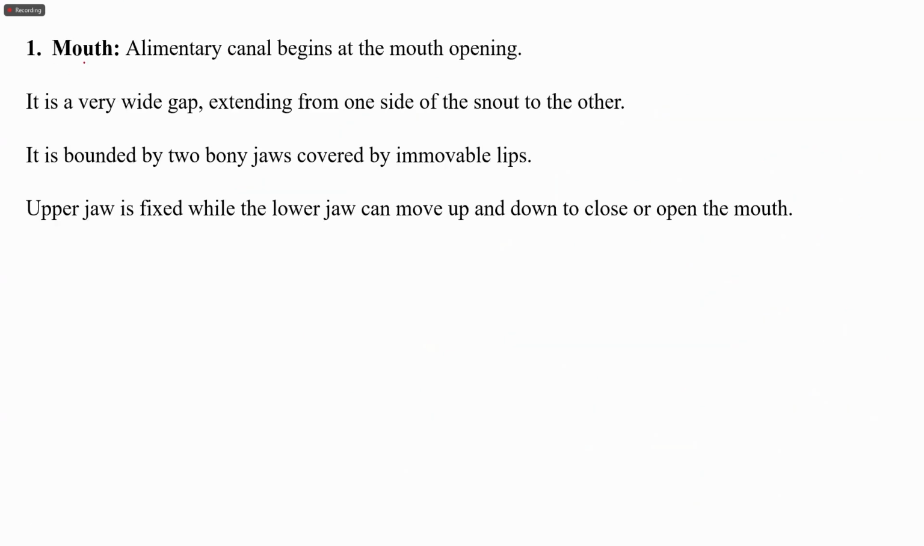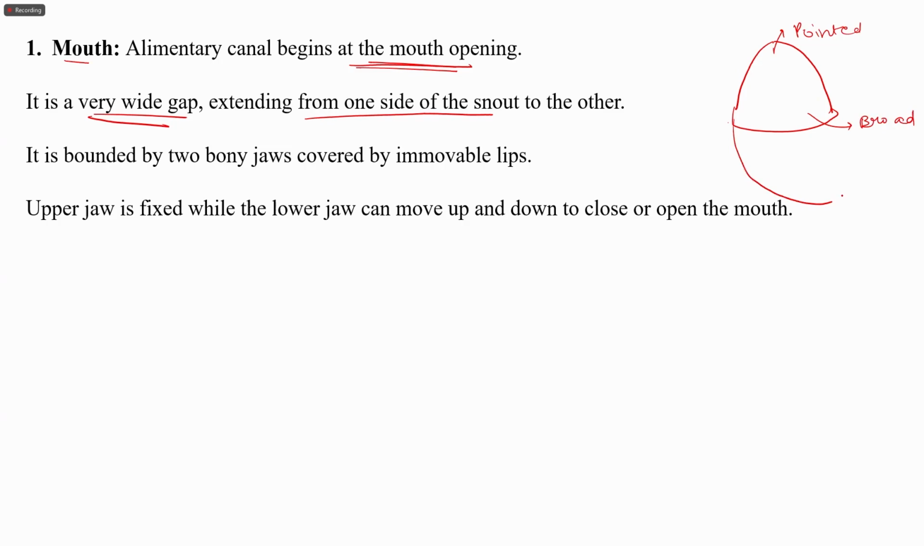So, the mouth is the first part of the alimentary canal. The alimentary canal begins at the mouth opening. It is a very wide gap that extends from one side of the snout to the other. If you remember the structure, the frog has a snout-like structure. This is the pointed end, and this is a broad end that is attached to the trunk region of the frog.